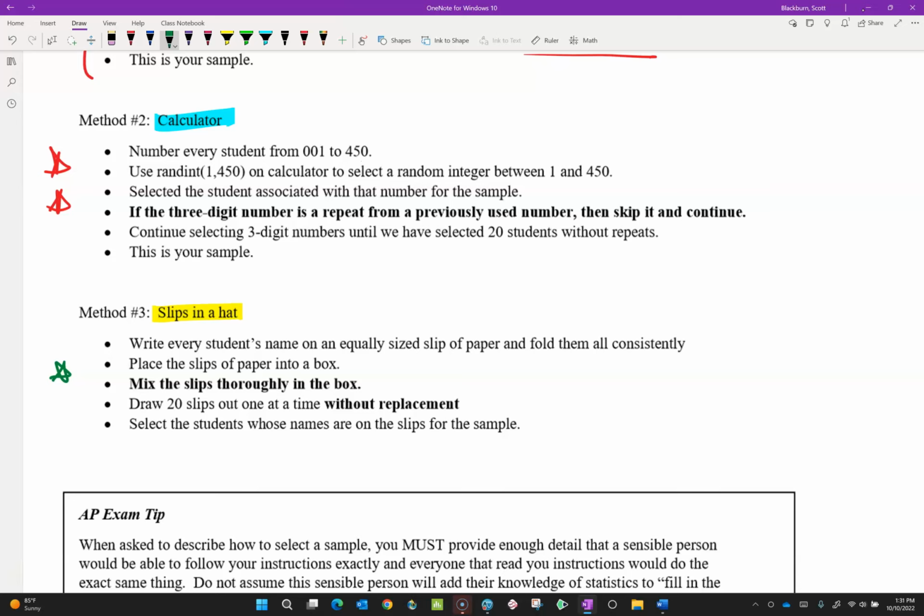This is your sample. And then the last technique is slips in a hat, and this is fine to answer on these tests as well. Write every student's name on an equally sized slip of paper and fold them all consistently. You don't want one to be super small and another one to be huge, right? Because then you're going to be more likely to pick the big one. Place all the slips of paper into a box or a hat. Mix the slips thoroughly. Draw out 20 slips one at a time without replacement. Select those students for your sample.